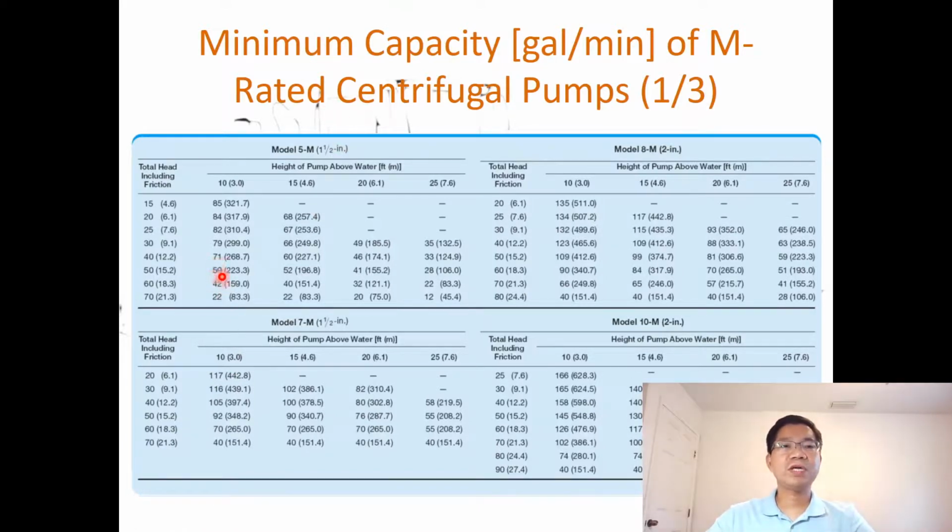As you can see here, for example, if the total head including friction loss throughout the pump, throughout 15 holes, is 40 feet, and the height of the pump above the water is 10 feet, then the minimum capacity needed in this case is 71 gallons per minute. So we do a similar process for other models.